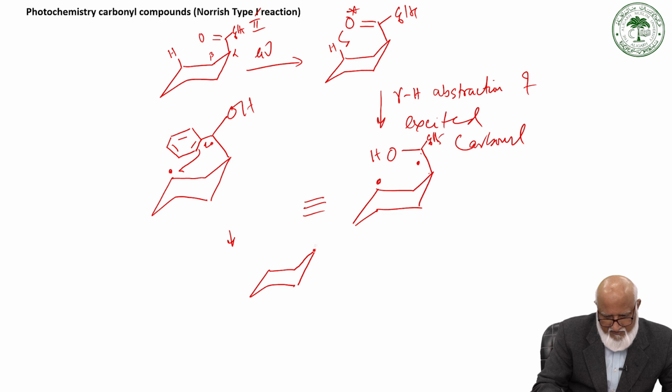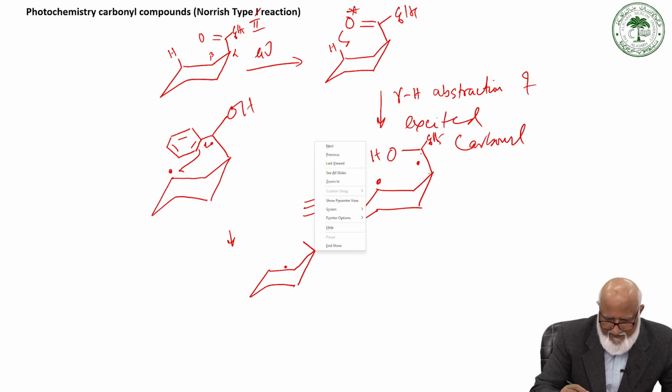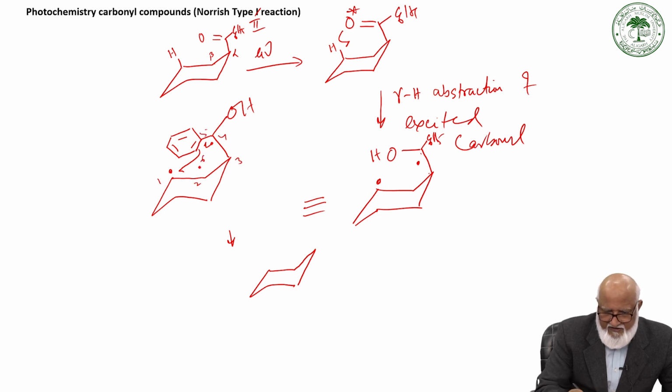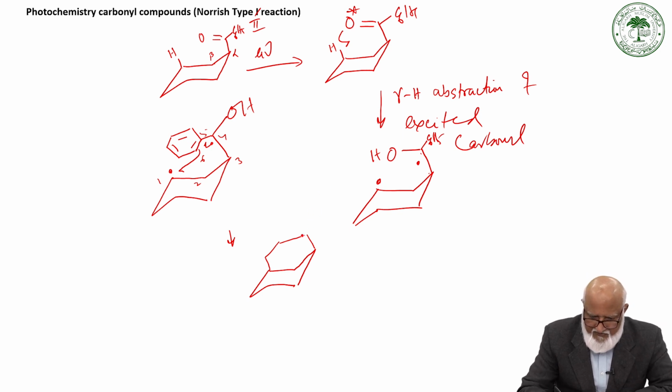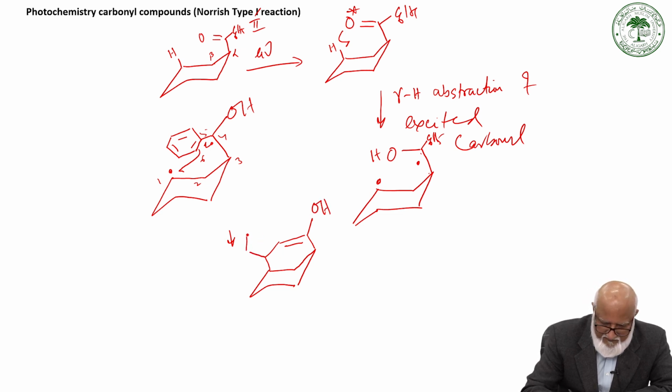Right? So it goes like this. We are going to get a 6-membered ring. So let us write 1, 2, 3, 4, 5, and 6. We are going to get a 6-membered ring here, and of course there is a double bond here, OH, and there is a benzene ring here.